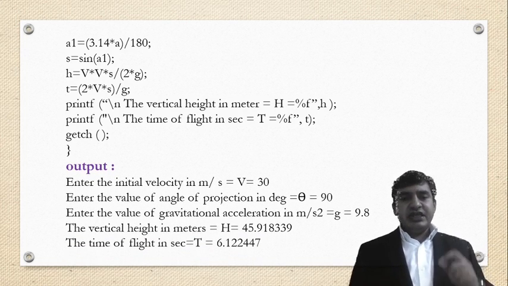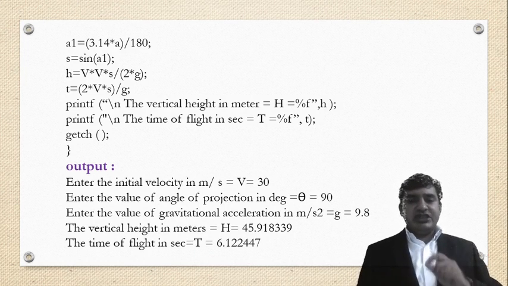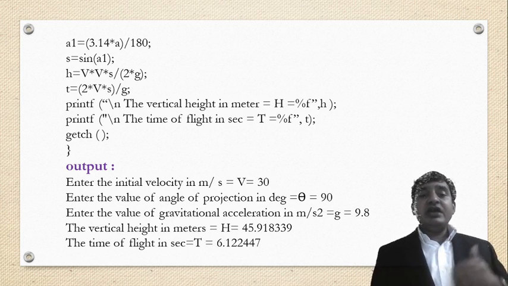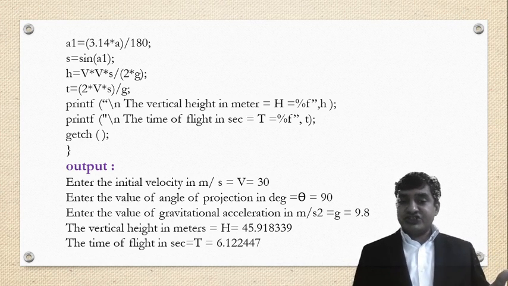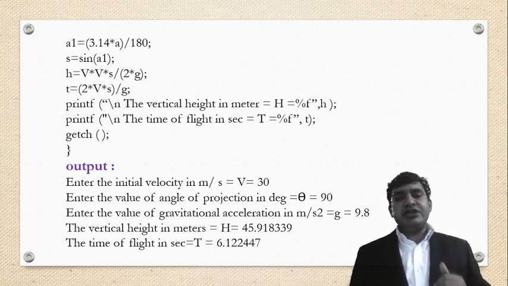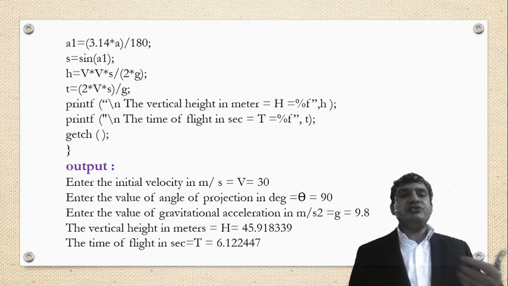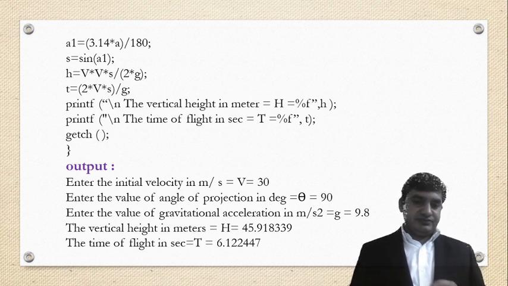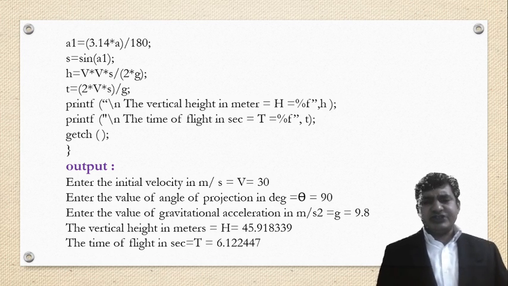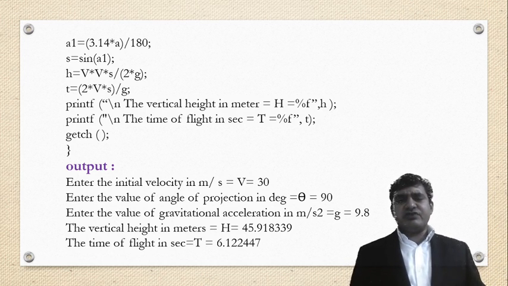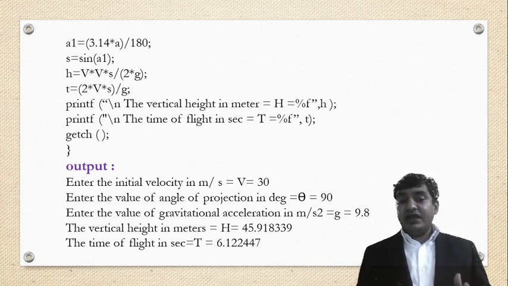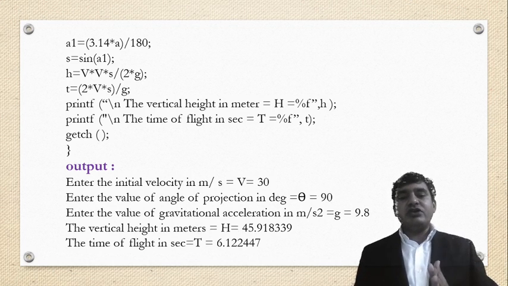Okay, the output is: enter initial velocity in meter per second, v is equal to 30. This is the initial velocity. Enter the value of angle of projection in degrees, theta is equal to 90 degrees, here we consider. Which is then converted into radians by using the formula a1 is equal to 3.14 into a divided by 180. Enter the value of acceleration due to gravity in meter per second square, g is equal to 9.8.